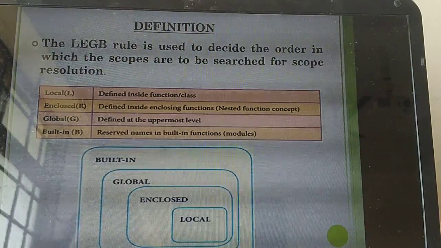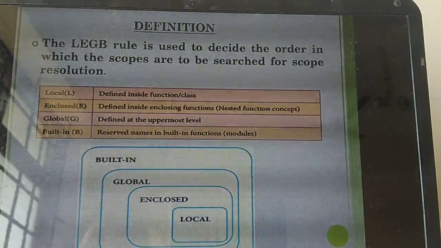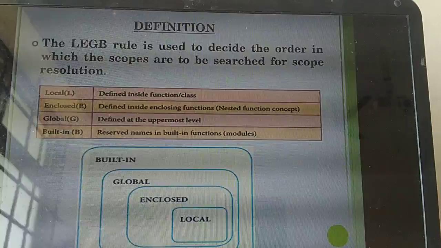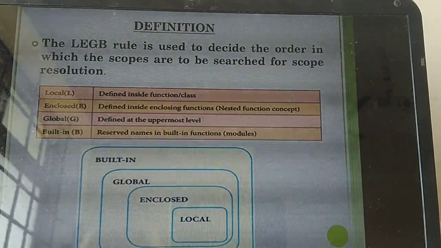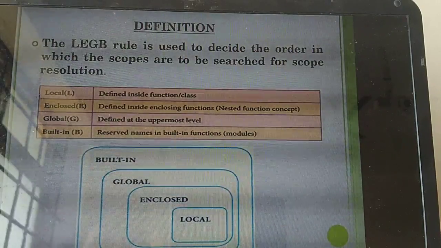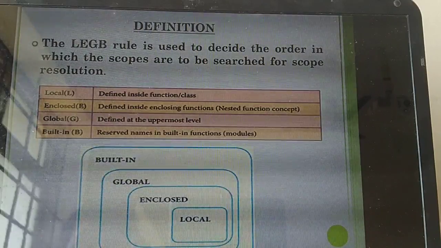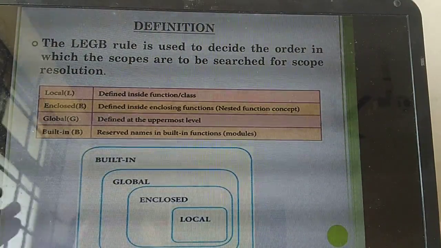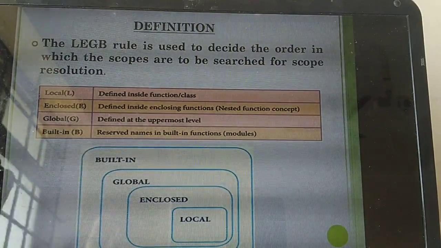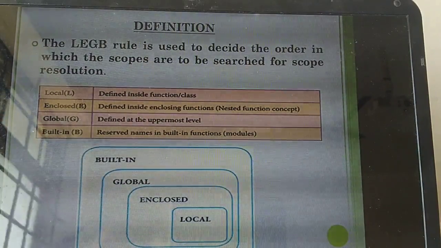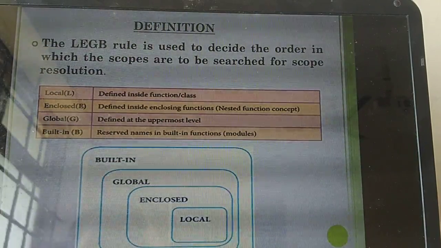Then enclosed scope is nothing but a nested function. What do you mean by nested? A function or class is defined inside another function or class. A function defined inside another function is called a nested function. What do you mean by enclosed? It means defined inside one another, that is enclosing. So the enclosed scope is the variable defined inside the enclosing function.